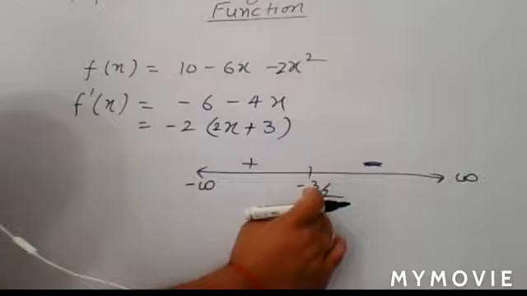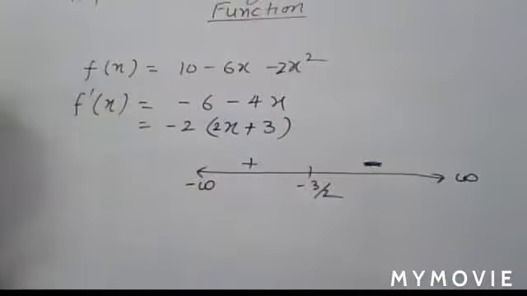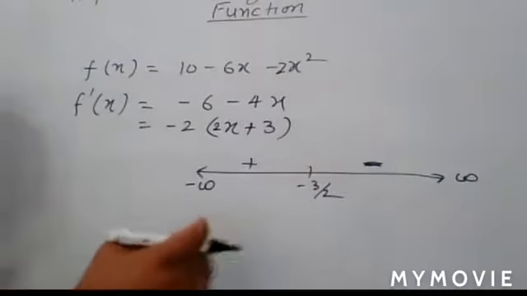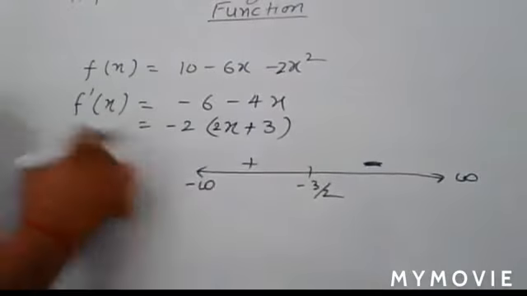So from minus 3 by 2 to infinity, your region is negative. So in this region, f dash x is negative.